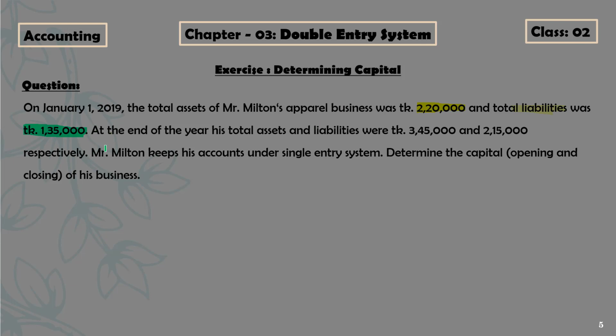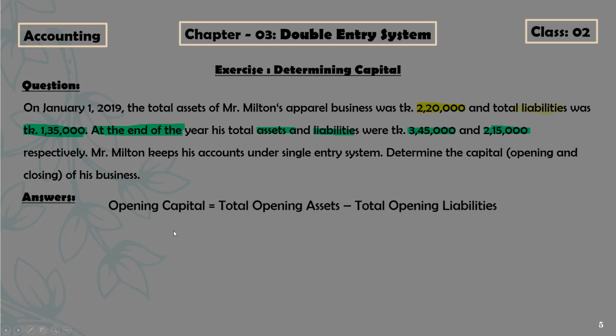Then see the rest of the information. At the end of the year, his total assets at the end of the year means closing. So for closing capital, we are given total assets and liabilities were taka 3,45,000 and 2,15,000. So we will use this information to determine closing capital. Mr. Milton keeps his accounts under single entry system, and we are asked to determine the capital, that is the opening and closing capital of the business. So let's solve the problem.